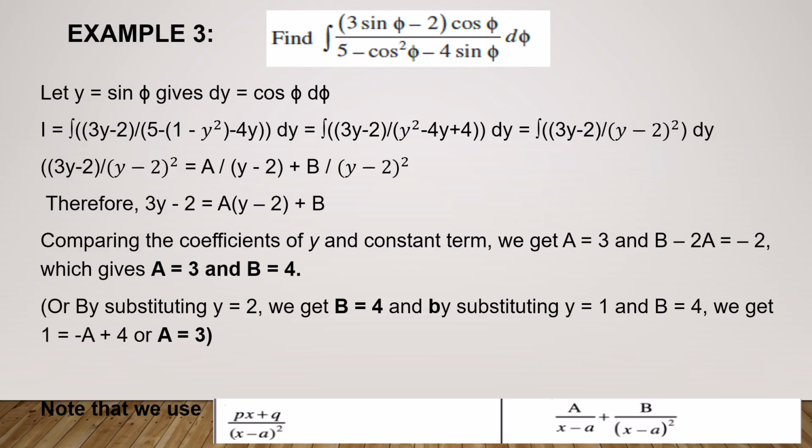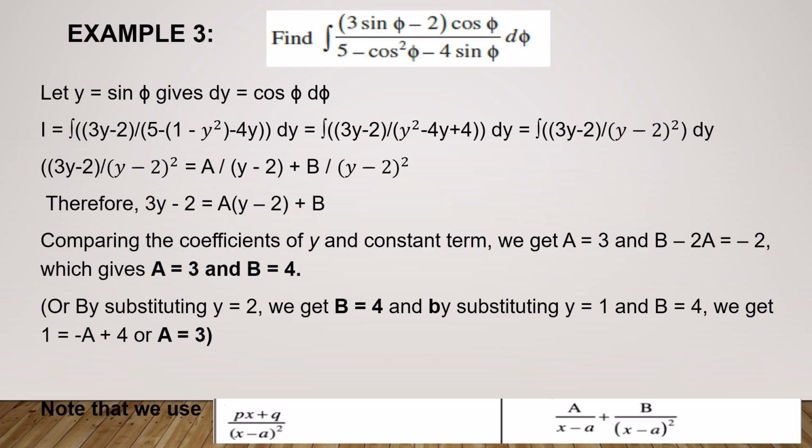Now from the list of formulae which we have, this is of the type (px plus q) upon (x minus a) whole square. How do you write it? As some A upon x minus a plus some B upon x minus a whole square. So this is equal to A upon y minus 2 plus B upon y minus 2 whole square. So now our 3y minus 2 is equal to, when you take the LCM on the right hand side, A into y minus 2 plus B.